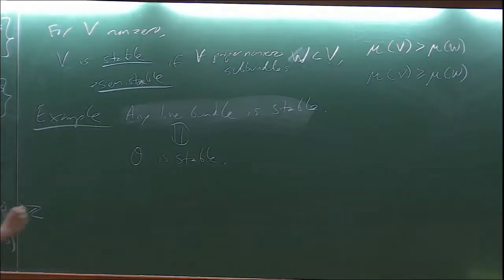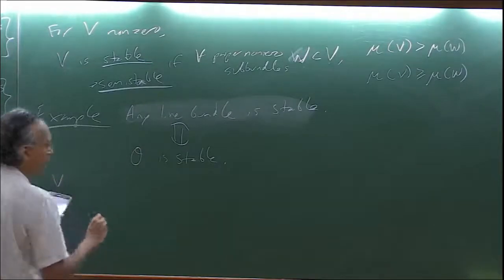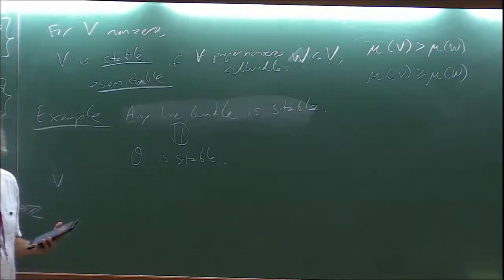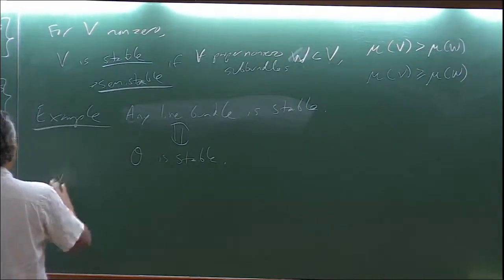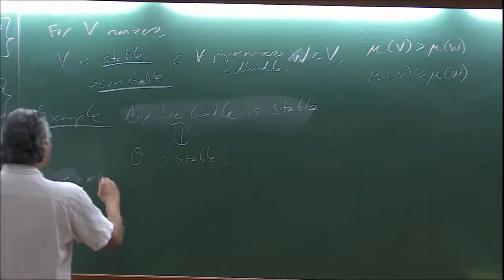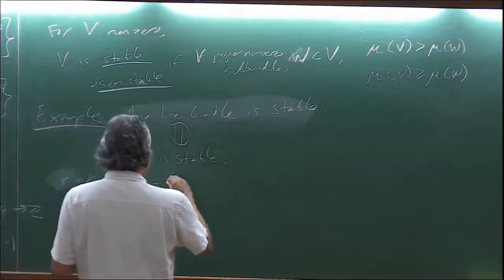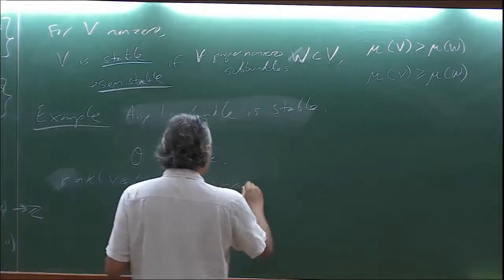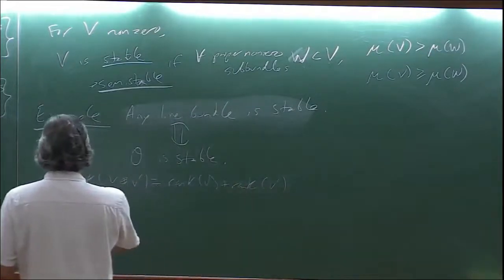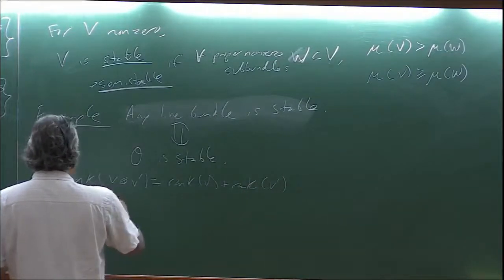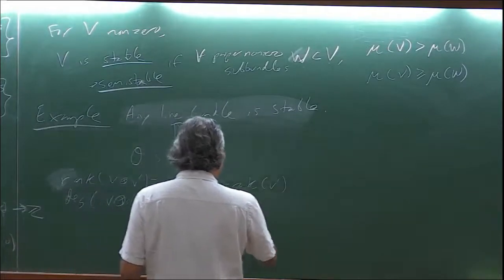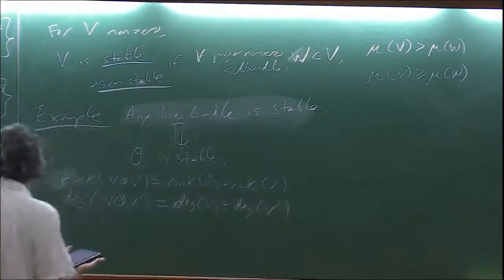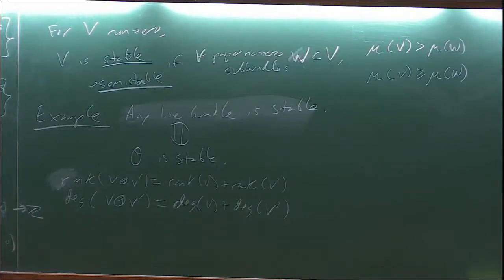Yeah, I should say, obviously, you're asking about direct sums, extensions, or tensor products? So for direct sums or extensions, the rank of V plus V' obviously is the sum. The degree is obviously also the sum, because the top exterior power of a direct sum is the tensor product of the top exterior powers of these things.